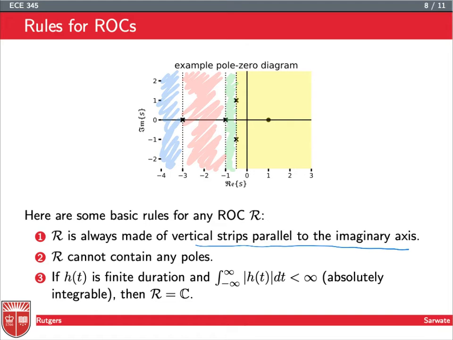If h of t is finite duration, and it's absolutely integrable, which, remember, is essentially saying that the system is stable, this is the same condition we had for system stability, then the region of convergence is the whole complex plane. So ROCs basically have to look like these vertical strips. They can't contain any poles. They can be bounded by poles, and we have a special case here.